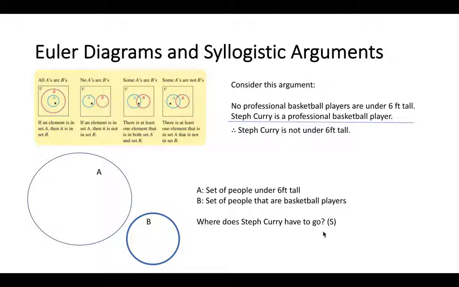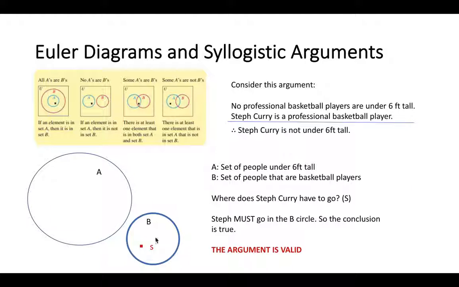Now, where does Steph have to go? Remember, we have to assume all these premises are true, which means Steph has to go in the basketball circle, which means that he is not under 6 feet tall. And that syllogistic argument is valid.